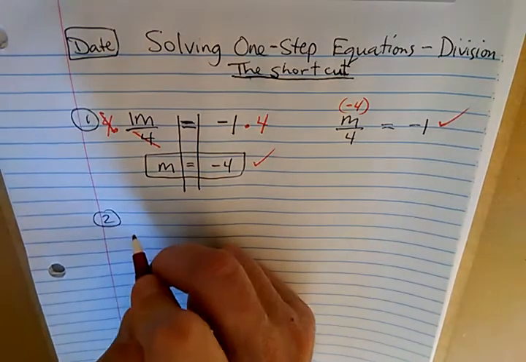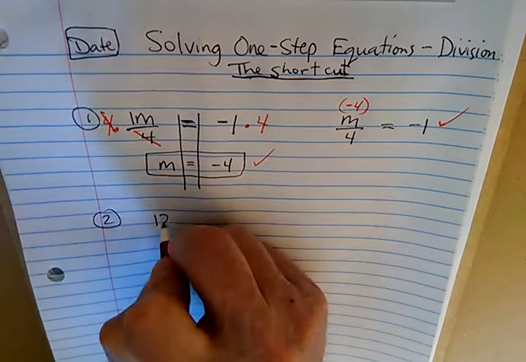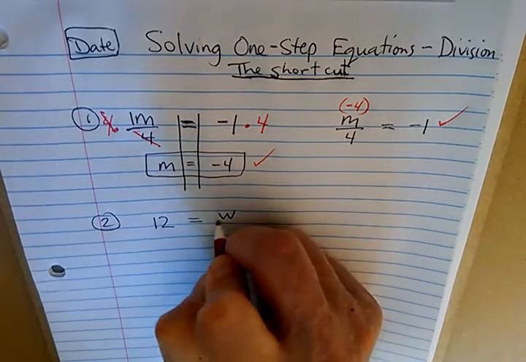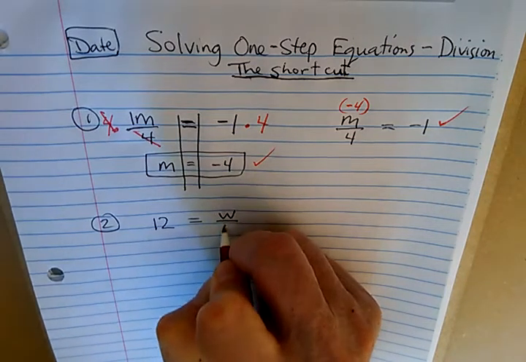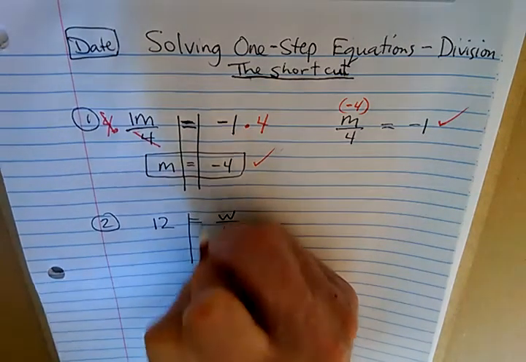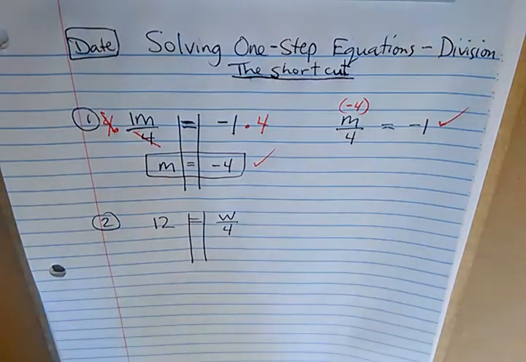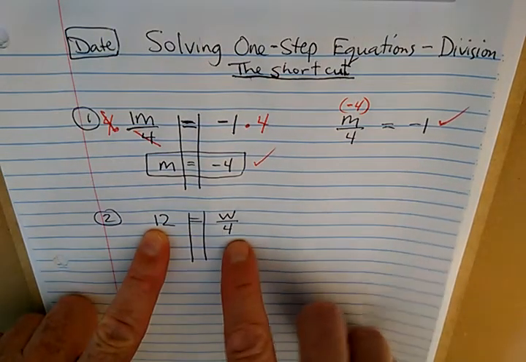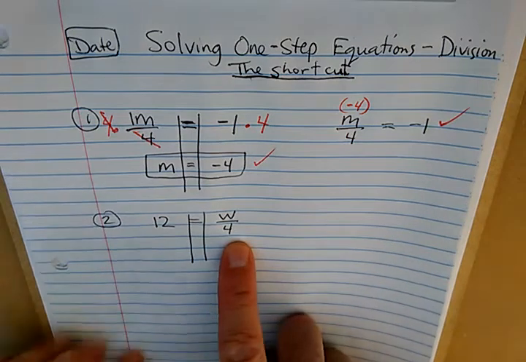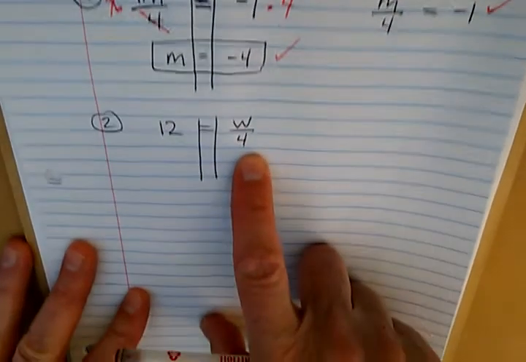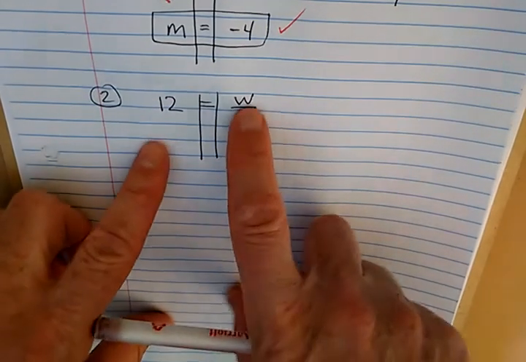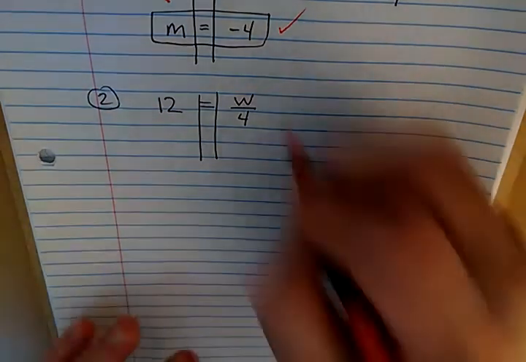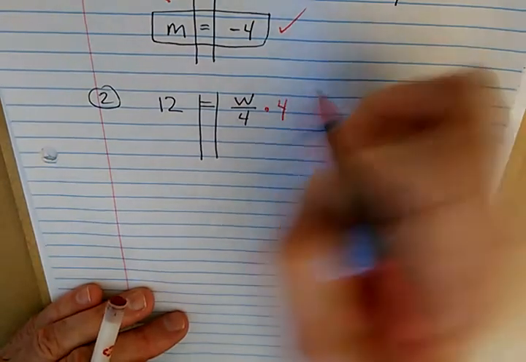Number 2, 12 equals w over 4. All right, so we've got a divide by 4 again, and just like the first problem, we have to ask ourselves, what's the opposite of divide by 4? The opposite of divide by 4 is multiply by 4, so we just multiply times 4 on both sides.